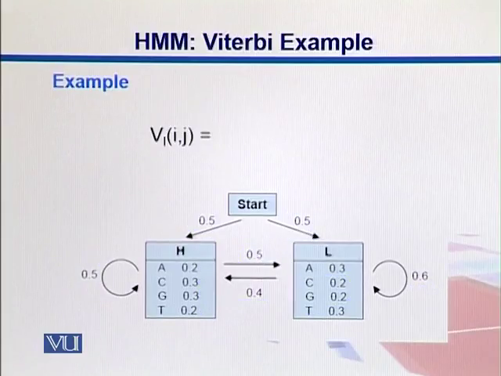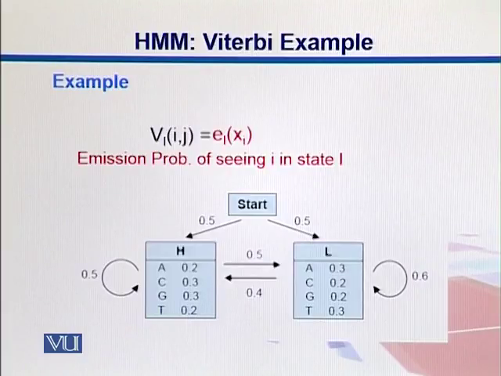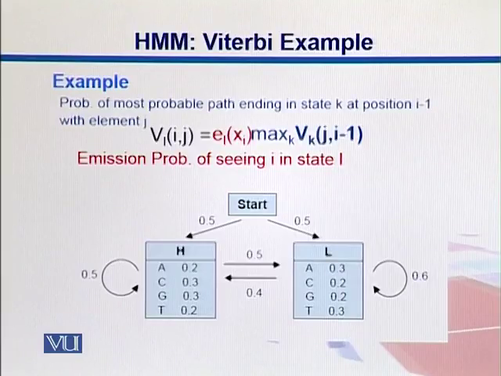In this example, I'm putting one more thing in the equation. V_l, in addition to i, we have j in order to accommodate what position it is and what symbol is there. That is equal to e_l(x_i), the emission probability, the probability of seeing x_i in state l, times max over k of V_k(j, i-1), the probability of the most probable path ending in state k at position i-1 with an element j.